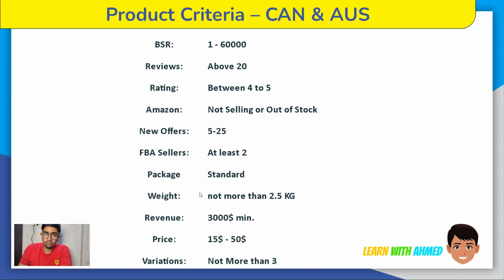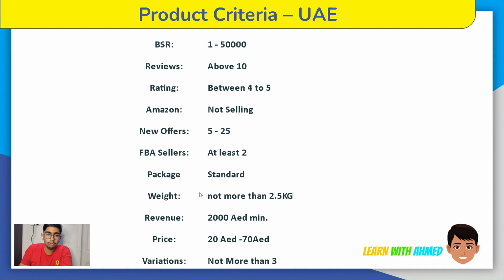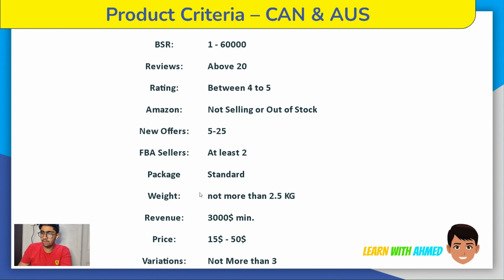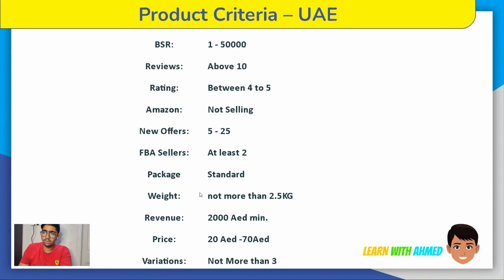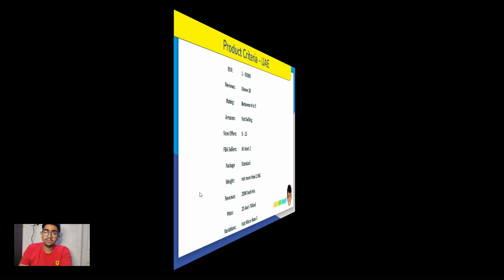This product criteria was for US and UK. This one is for Canada and Australia. This is also similar. If you want to see, you can pause the video and take a look. This one is product criteria for UAE. As we know, the UAE is a new marketplace for Amazon, and it is establishing slowly, so the criteria is not too harsh over there. If you want to sell on Amazon in UAE, then I recommend that you have a supplier or a person living in UAE, so that it is easier for you.